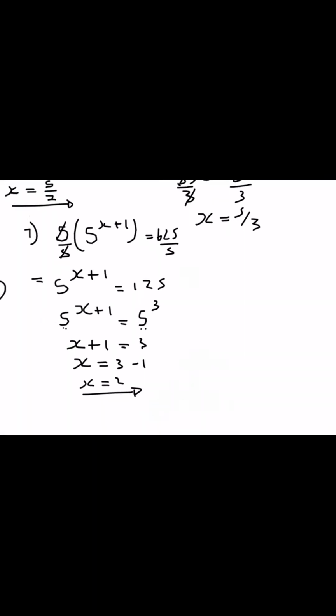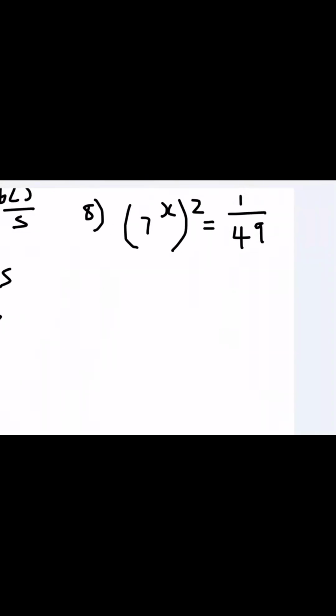So let's now look at example number 8. I think, yes, example number 8. Let's see. Okay, let's say you are given 7 to the exponent of x squared, and this is equals to 1 over 49. Okay, it shouldn't be complicated, because I know that 2 has to multiply that x.